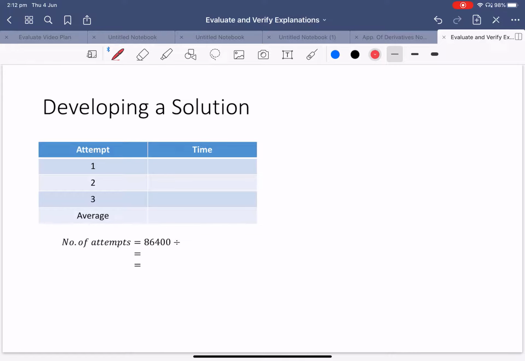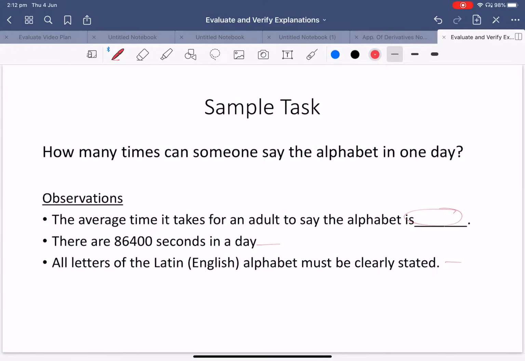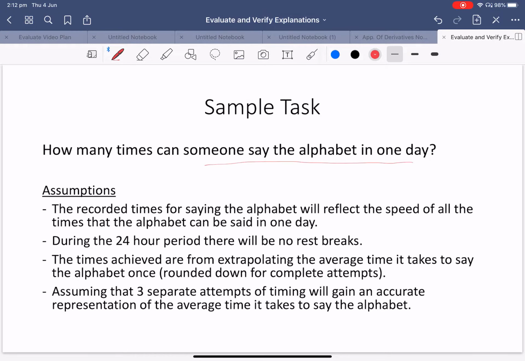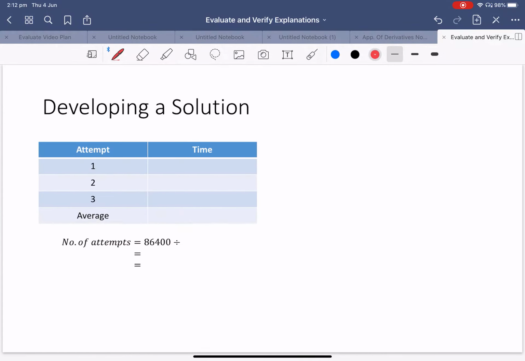All right, so if we're going to develop a solution, we're going to have an attempt with the conditions that we've done. Remember, we need to do this in 3 separate attempts. We're going to time these and average them out, and then extrapolate this out to see what happens during a 24-hour period if there are no rest breaks. So there are conditions that we're going to work under. We'll bring up a stopwatch.